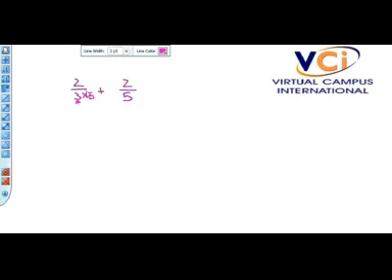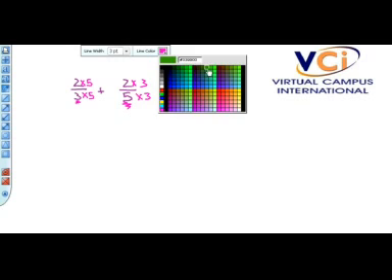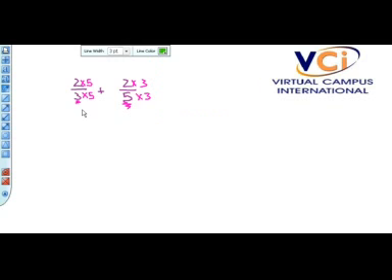Okay, and then what must I multiply the 5 with there to get to 15? 3. Alright, and 2 times 3. Okay, so what do my fractions become then? 10 over 15 plus 6 over 15.